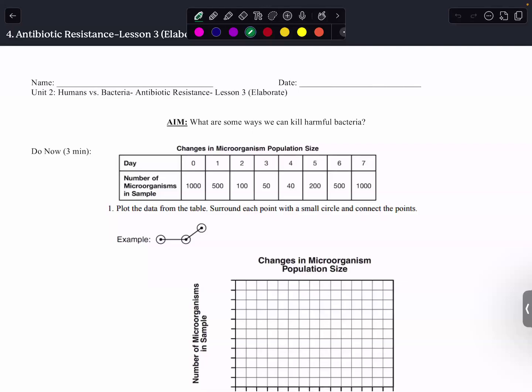All right, friends. So we are finally in Unit 2, Humans versus Bacteria, still in our antibiotic resistance 5E, but we are on our elaborate, which means that there is a performance task coming up as it pertains to this 5E sequence. And guess what? This is officially the halfway point of Unit 2, believe it or not. So Unit 2 is kind of moving, right? It's been a lot of information, but very interesting, at least to me, hopefully to you as well. So our aim says, what are some ways we can kill harmful bacteria?